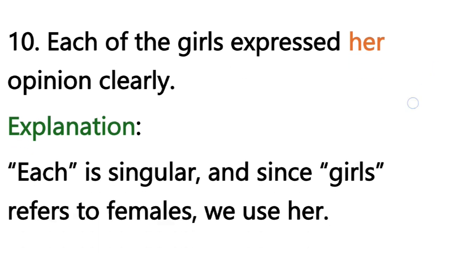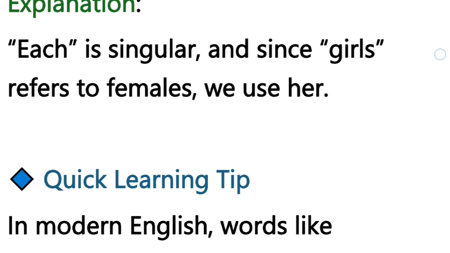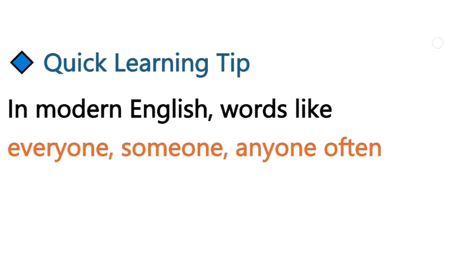Now the last question of the video is question number 10, which says, each of the girls expressed dash opinion clearly. The pronoun we have used over here is her, even if the noun is each. Why? Let's talk about this. Each is singular, and since girls refers to females, we have used her over here. There are no males, so we didn't use anything else. We have used her because this sentence was talking about the girls only.